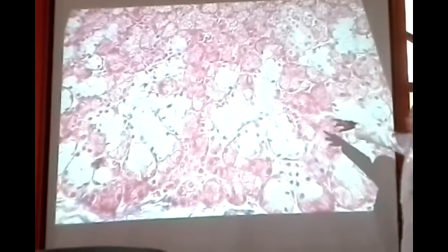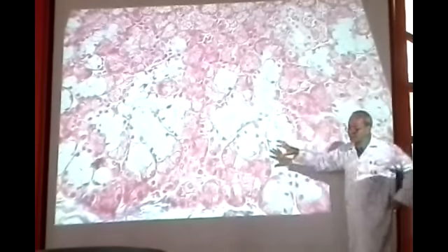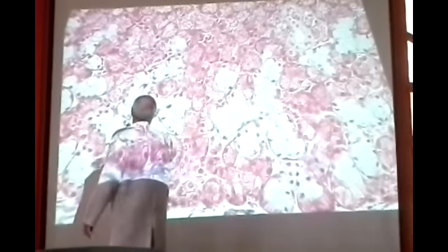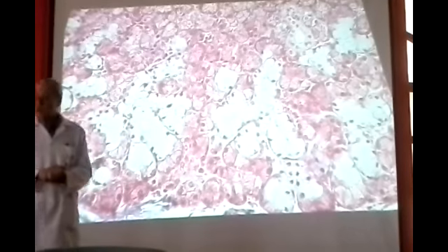The stroma is in the form of capsule, septa, and inside the lobules, connective tissue in between secretory units and the duct. What about the secretory units?